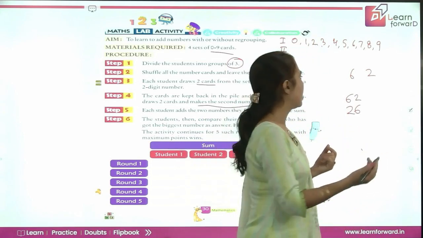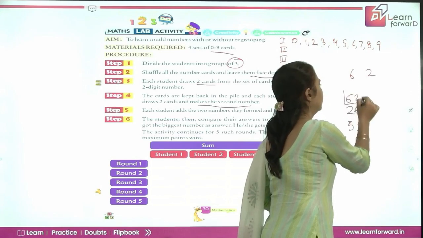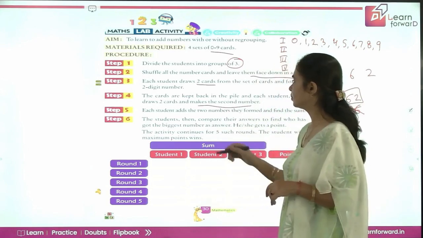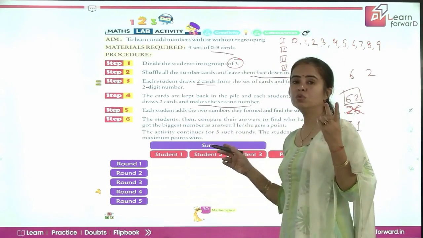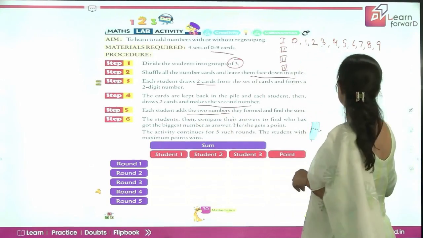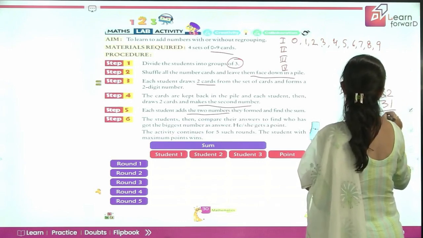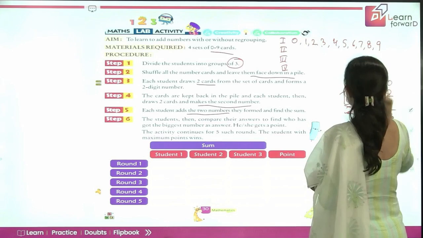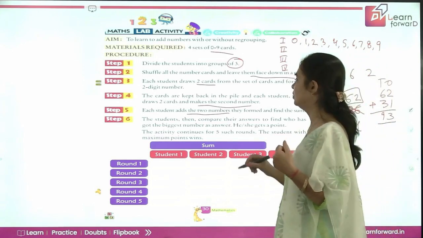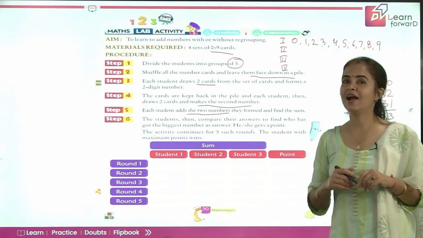I have got the cards 1 and 3 this time. So I make the number 31, and previously I got 6 and 2, so I have 62. Now you have got 2 numbers each. So add the numbers and find the sum. So I have the numbers 62 and 31. I'll quickly add them and my sum is 93. Similarly, you add your numbers and get the answers quickly. Write down. Now you have to compare your answer.